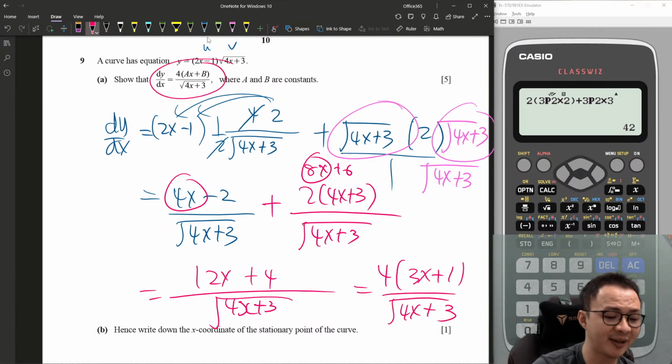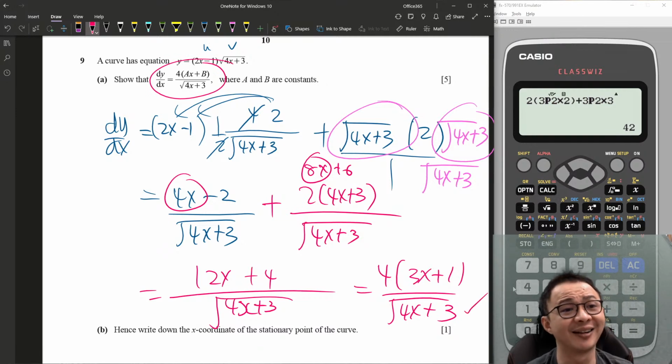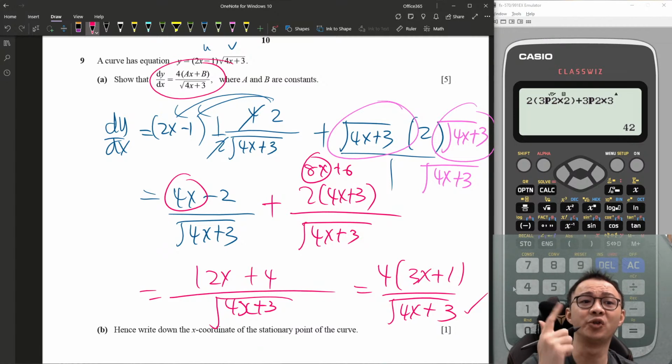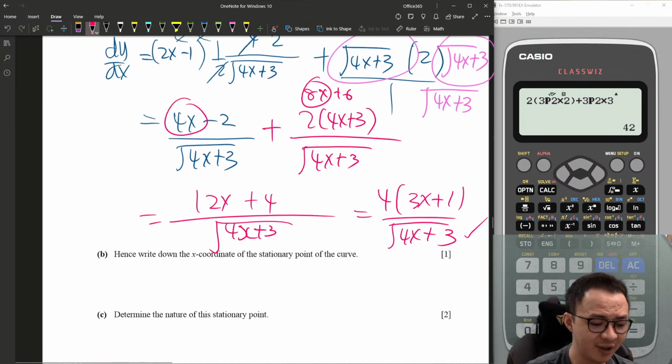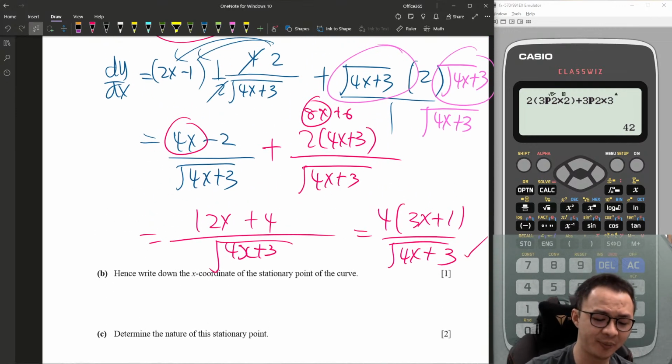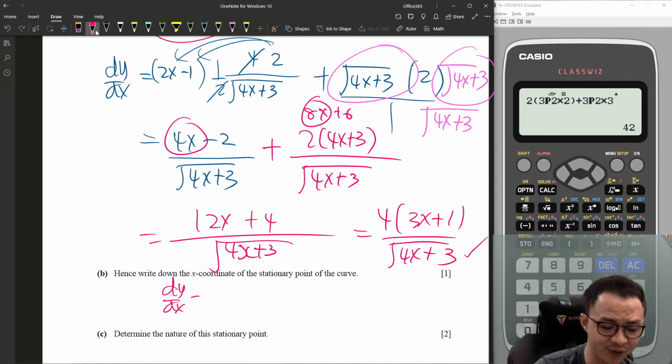Is it exactly the pattern they want? Yes, right. 5 marks, done. Okay, so not very hard unless you do not know how to differentiate or you do not know about product rule. If you know both, it's an easy mark for you. Hence, write down the x coordinate of the stationary point of the curve. So stationary basically means dy/dx equals 0. So this one 4(3x plus 1) equals 0.